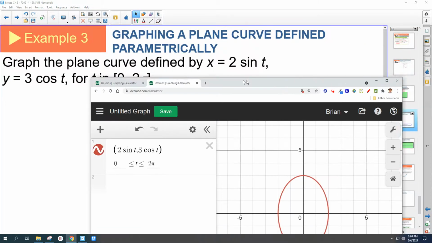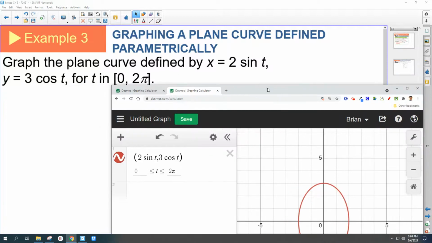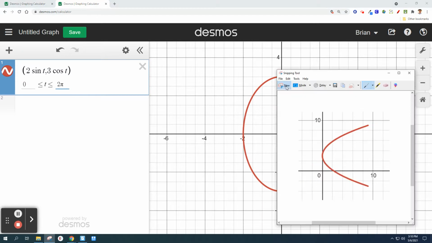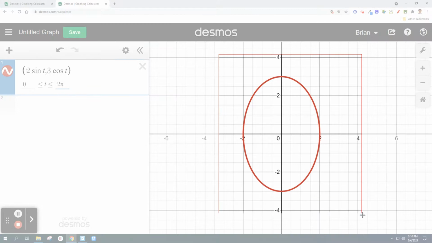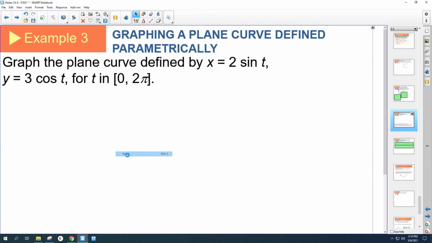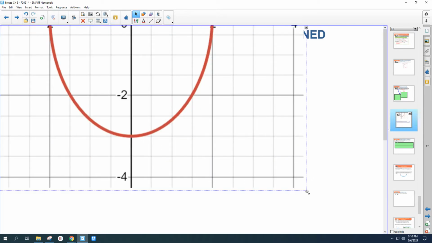X was 2 sine t and y was 3 cosine t. And I've got the interval from 0 to 2 pi. How you can get that symbol is typing pi, and Desmos just knows. So here we go. We've got a nice oval shape. Let's copy the drawing in there. Way too big.